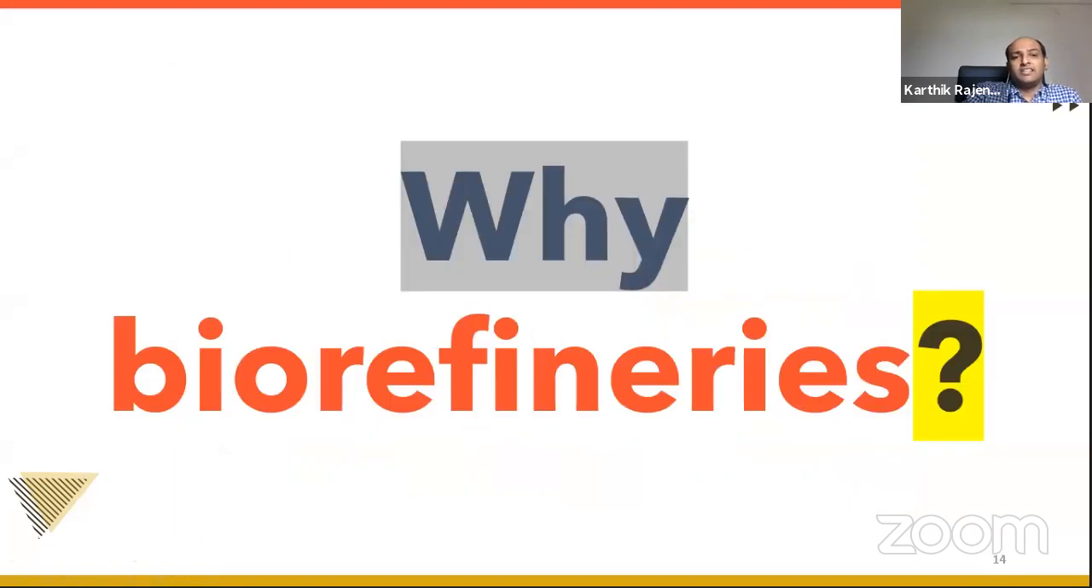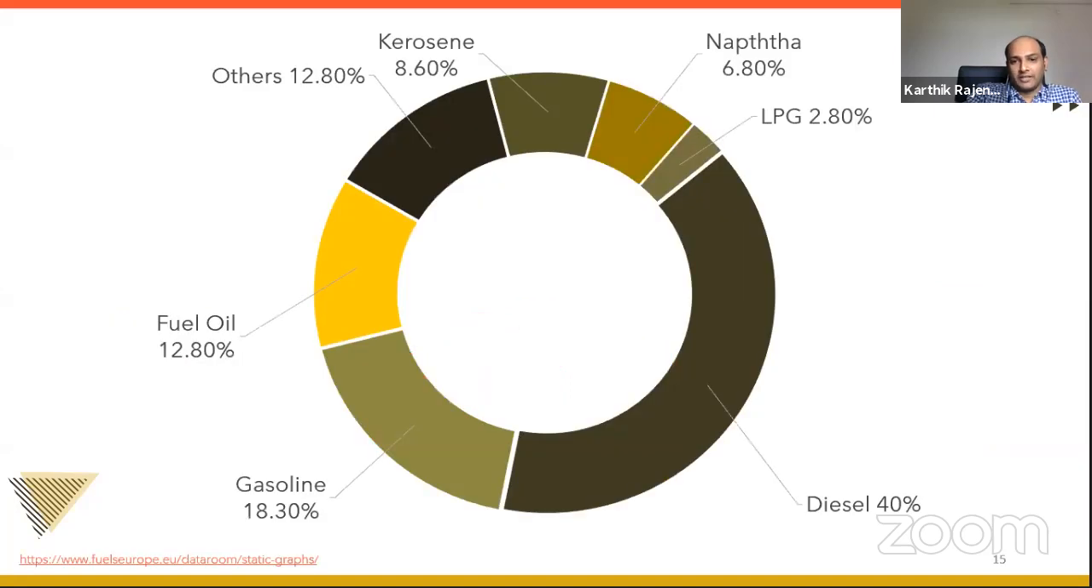So now let's see why we actually need to have a biorefinery, right? If you look at the share of different fuels, you can see here how the costing is calculated, right? From crude oil, how much is the cost of different products that you get. So diesel corresponds to 40% of the revenue, gasoline around 20%, fuel oil is 12 to 13%, LPG is 3%, and then you have naphtha, which is 6.8, and kerosene 8, and the other products are about 12%.